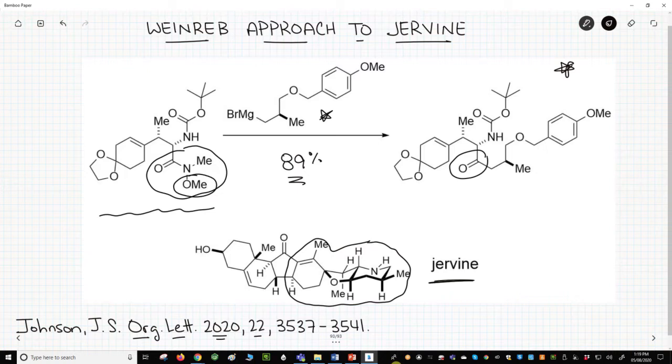In conclusion, Weinreb amides allow acylation of organometallic reagents, and the Johnson group used a Weinreb amide with great success to advance their synthesis of jervine. If you are interested in learning more about the work of the Johnson group, then check out the reference on this slide or in the video description.